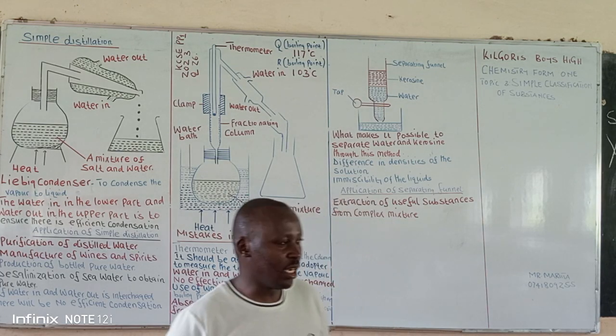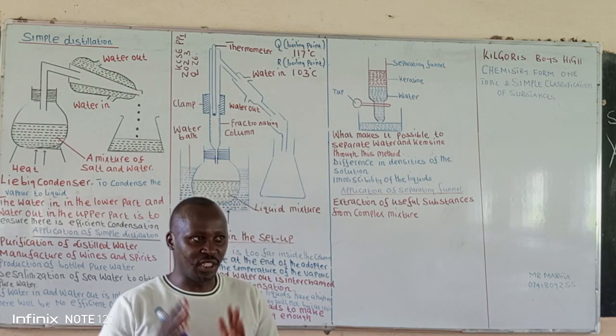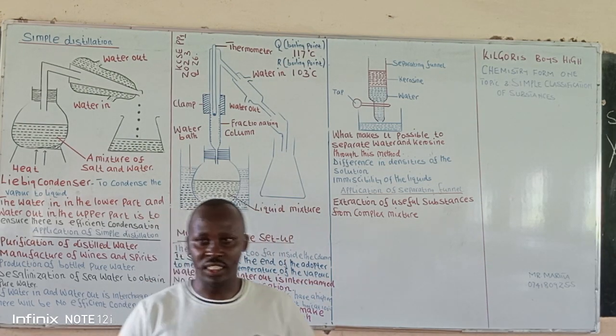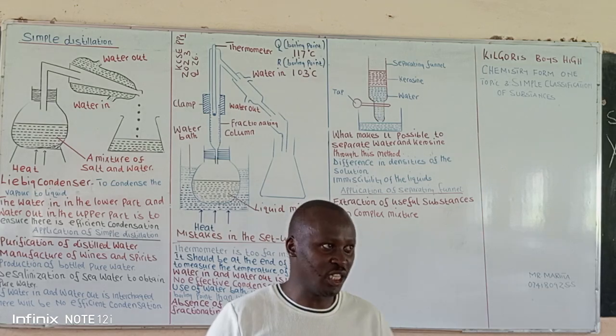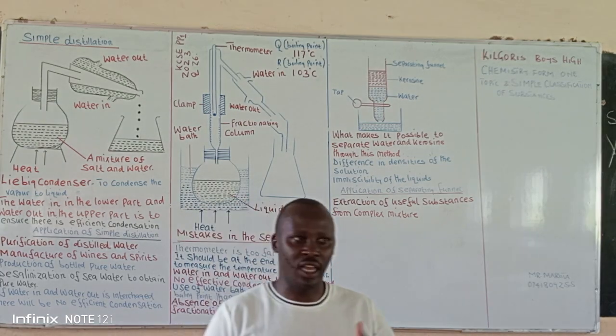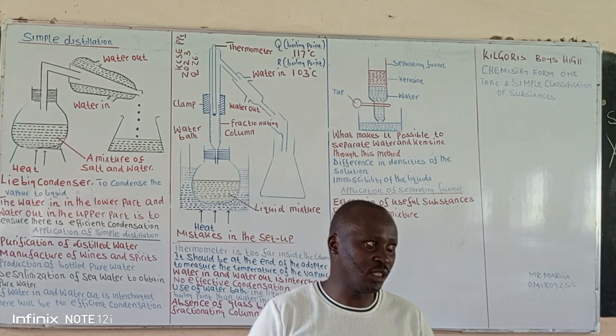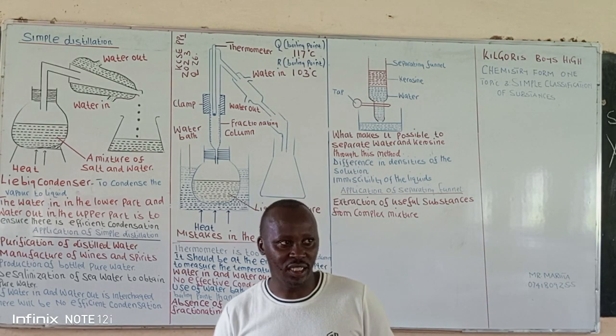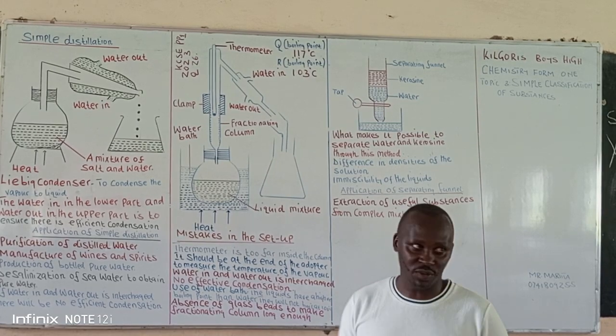Today we are looking at Form 1 chemistry, our topic 3. The topic is simple classification of substances. We are looking at the methods of separation of substances. We have various methods of separating substances in this simple classification.